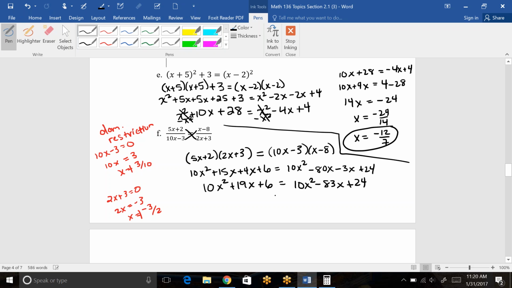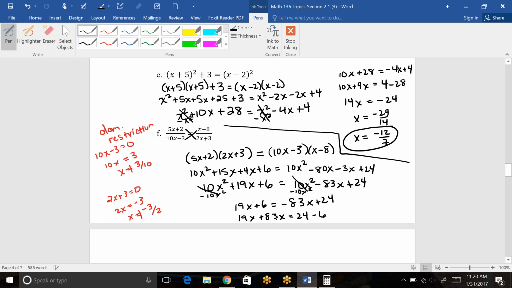-83x. Notice again that when I go to move the 10x squareds over, so I'm just showing this really quickly, to be together, they are going to cancel on both sides. So I have 19x plus 6 equals -83x plus 24. I'm going to add the 83x over to the left and subtract the 6 over to the right.